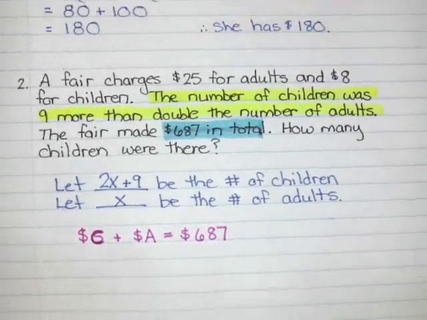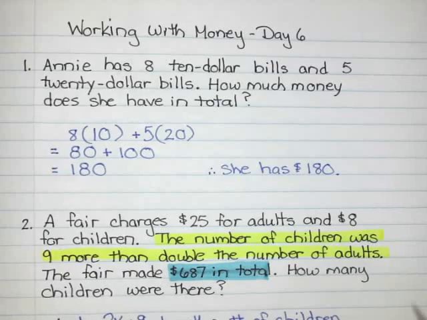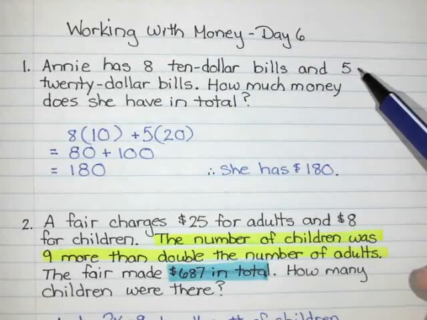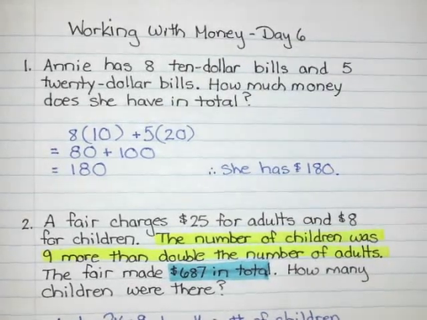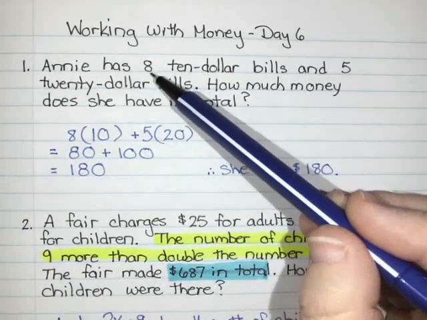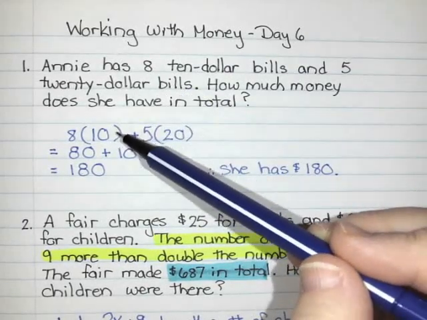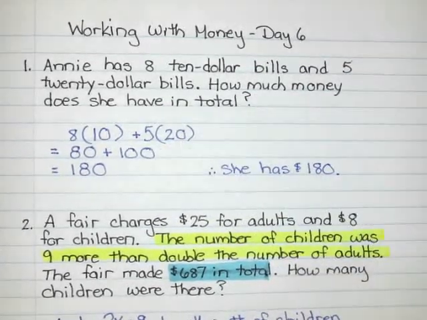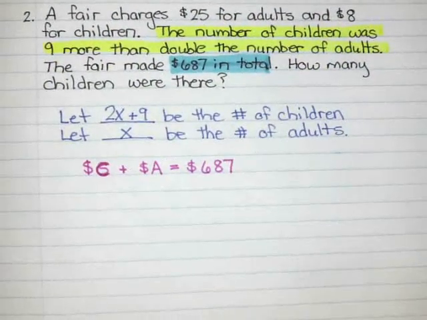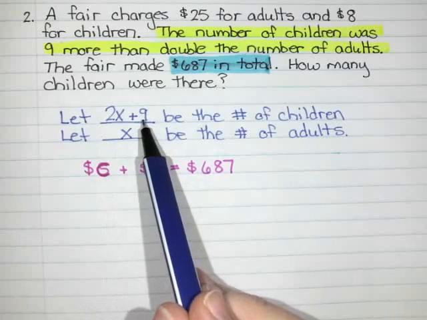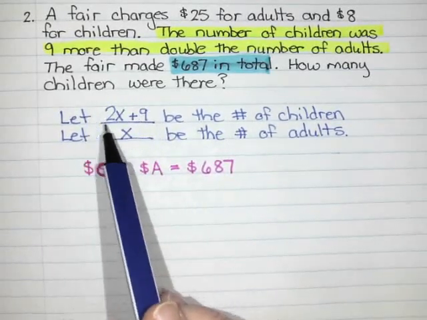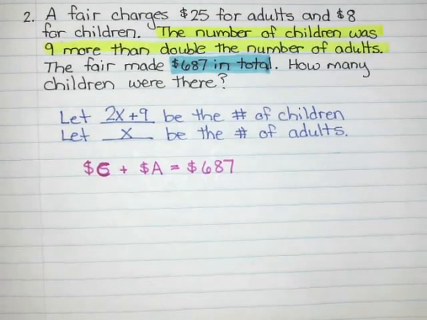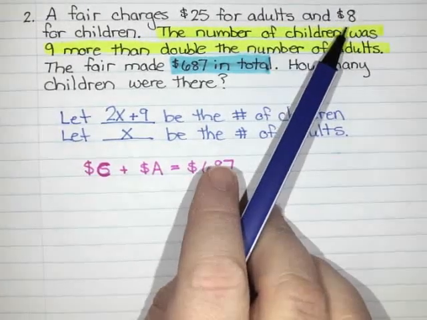So I do want to come back up here, right? I knew I had 8 $10 bills and 5 $20 bills. I didn't just add 8 and 5 together to say that I have $13. What we had to do was take the number of bills that we had and multiply them by how much those bills were worth. I had to do 8 times $10 and 5 times $20. So when I'm setting up a word problem with money, I can't just do 2x plus 9 and then plus x. I have to take 2x plus 9, the number of children, and multiply it by how much it costs for a child, right? So it is $8 for children.